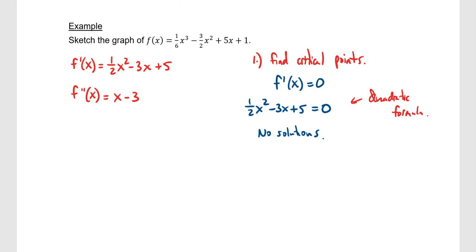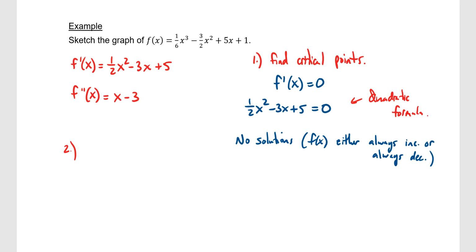And for the next thing, we need to actually go a little bit further with this idea of no critical points. Since there's no critical points, what this actually means is that the function is always increasing or always decreasing. So no critical points, no relative max, no relative min. It has to be always increasing or always decreasing. So let's figure that out.